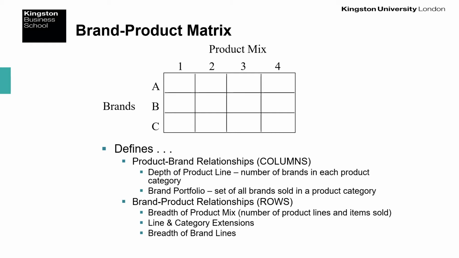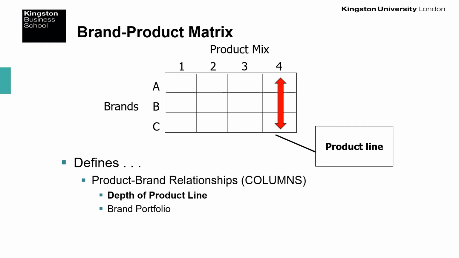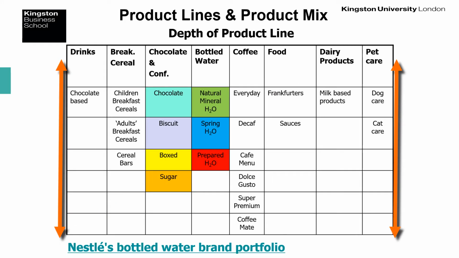So looking across the rows of the brand product mix matrix shows us where brands have been extended. And therefore we can see the overall breadth of each brand and all the product lines that sit underneath a brand. So let's look at an actual example of a brand product mix matrix. And we've taken the example of Nestle.